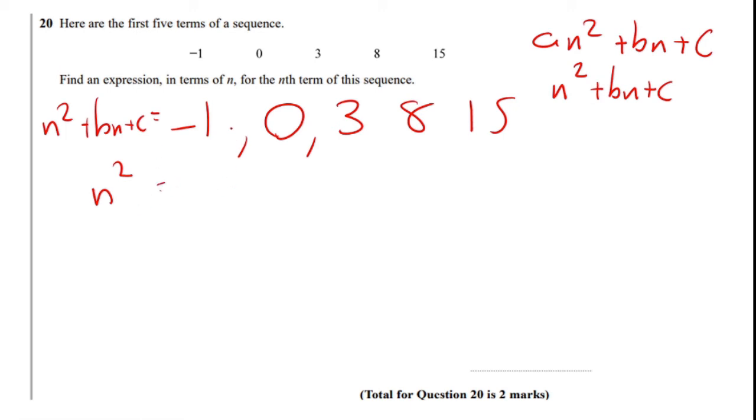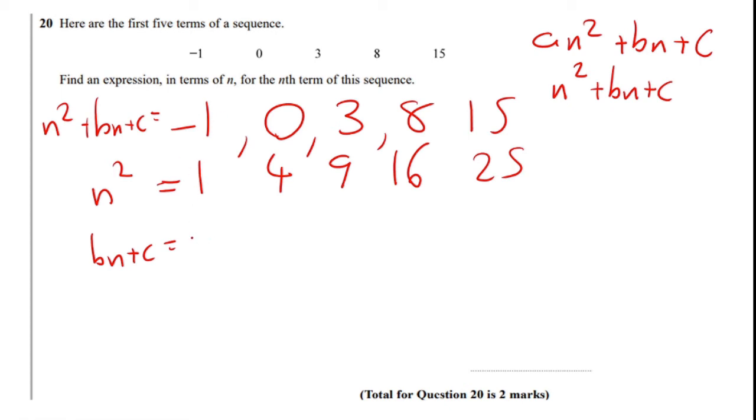Now then, the sequence of n squared, with n being 1, I've got 1 squared, which is 1. Then I've got 2 squared, which is 4. 3 squared, which is 9. 4 squared, which is 16. And 5 squared is 25. Now I'm going to take the bottom one away from the top one, and if you look at it algebraically, that actually cancels out the n squared. So I've got bn plus c, which is a linear sequence. Let's see what the rest of it is.